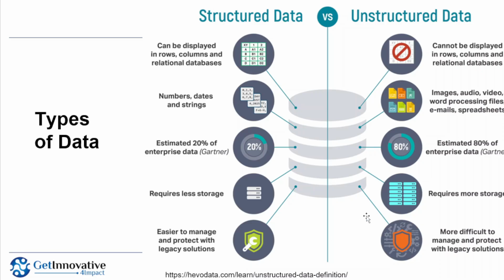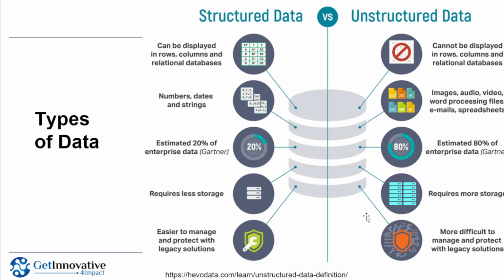There is another way of classifying data. Basically, in this classification there are two types of data, structured data and unstructured data. Structured data, as the name shows, can be displayed in rows, columns, or relational databases. It could be numbers, dates, strings, and it makes up an estimated 25% of enterprise data. As it is structured, it requires less storage and is easy to manage and protect.